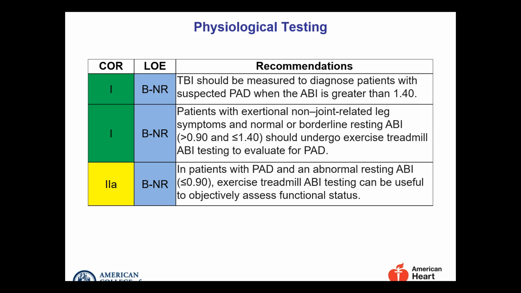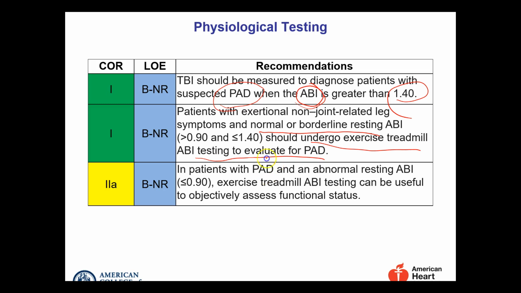So what is TBI? That's toe brachial index. So that usually is next after you suspect arterial disease. If the ABI is greater than 1.40, patients with exertional non-joint related leg symptoms with normal or borderline should undergo exercise treadmill ABI testing. So then they go on the treadmill to see if they're getting good blood flow to the lower extremities. So that would be next.